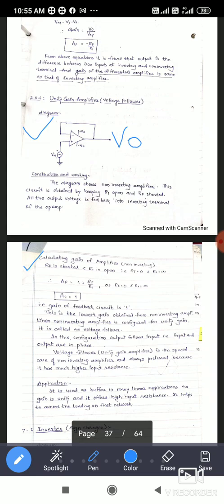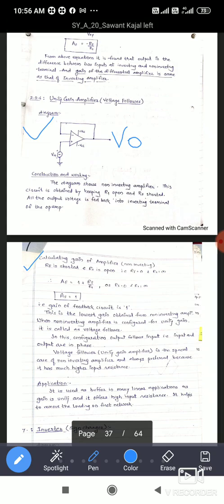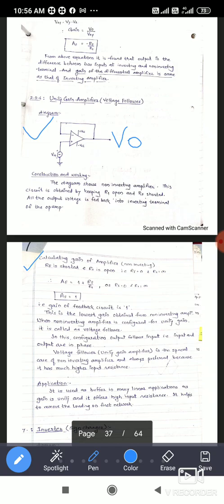Okay, now if you look at this circuit, is it in inverting mode or non-inverting mode? Whether it is an inverting amplifier or a non-inverting amplifier, who will tell where the signal is applied first? Yes, so this is the non-inverting amplifier.